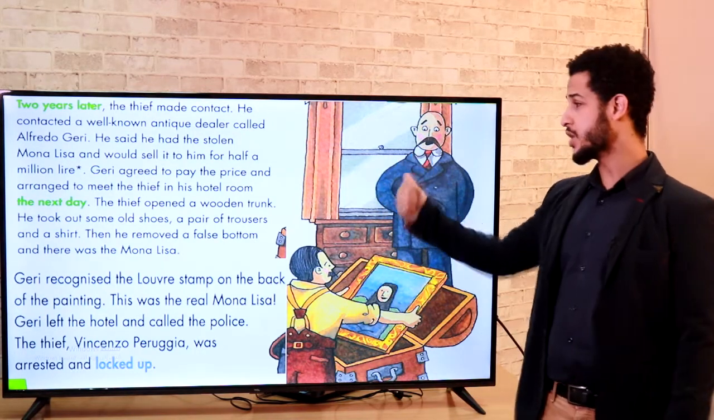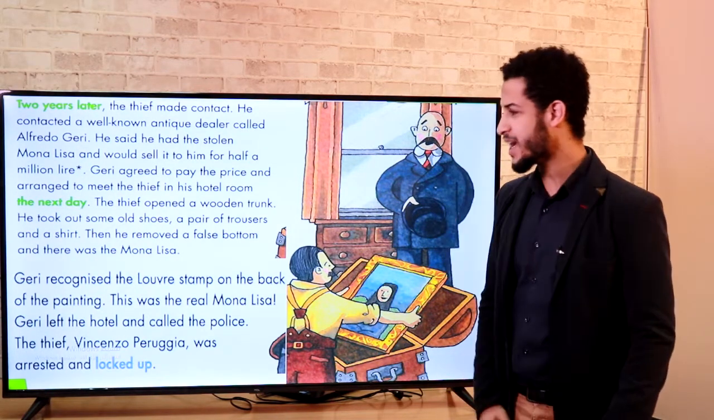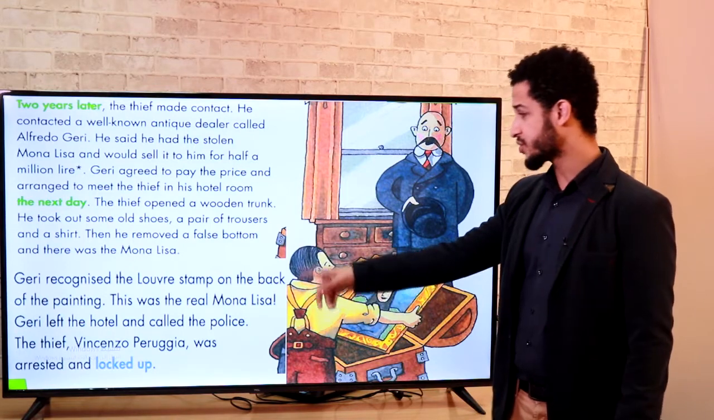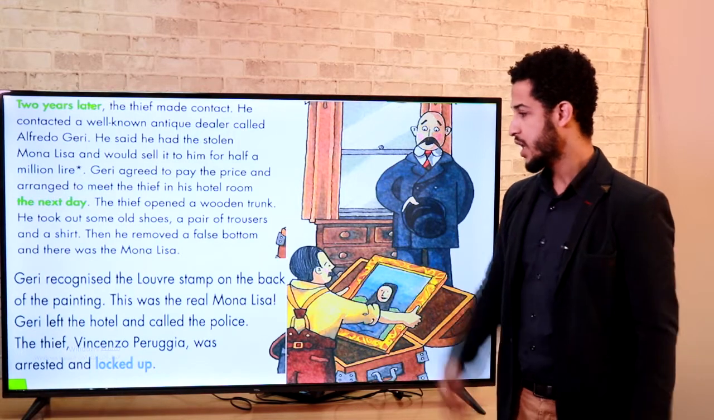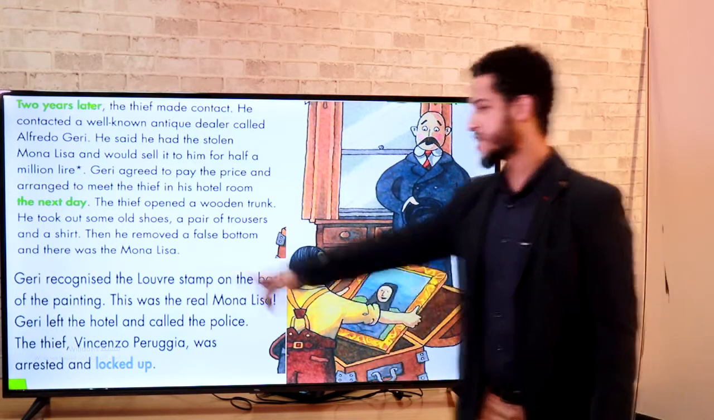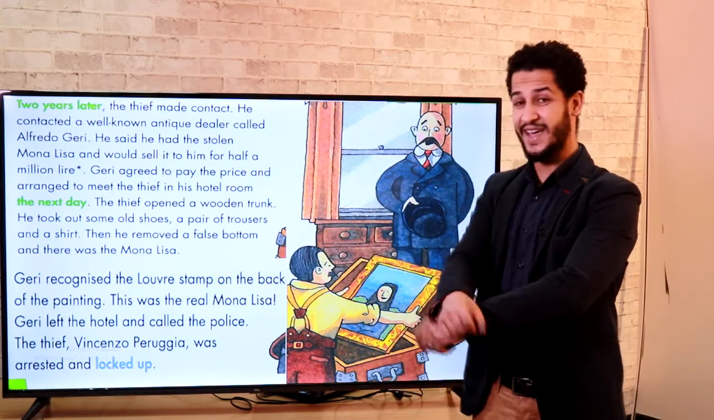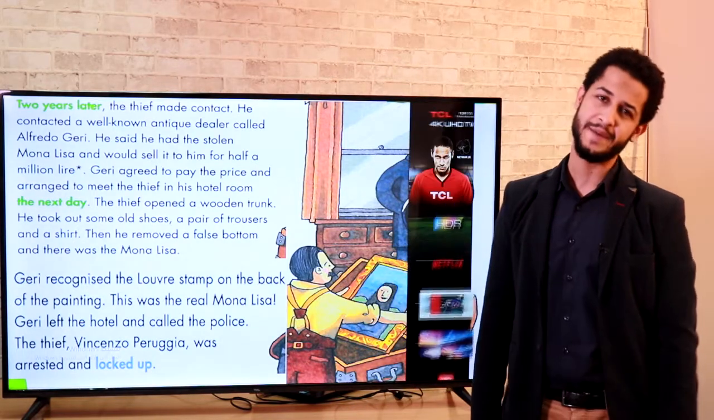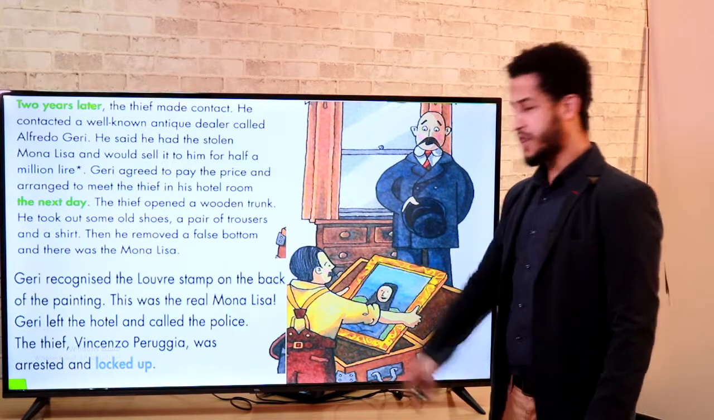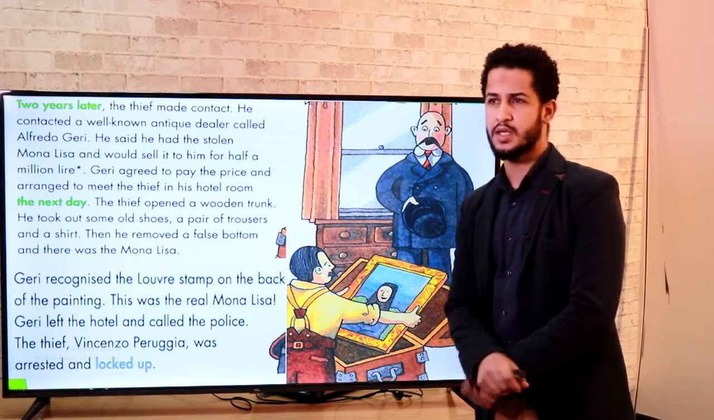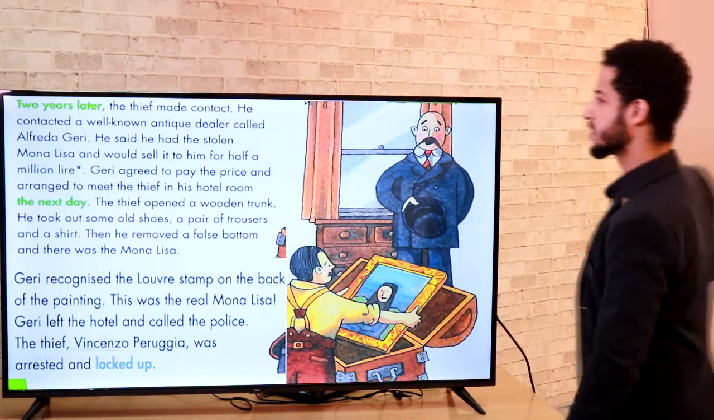Jerry, the dealer, recognized the Louvre stamp at the back of the painting. This was the real Mona Lisa. He left the hotel and called the police. The thief, Vincenzo Perugia, was arrested and locked up in prison. Okay? Until now, we know the name of the thief and how he was arrested. But how did he come inside the Louvre? We will see this now.